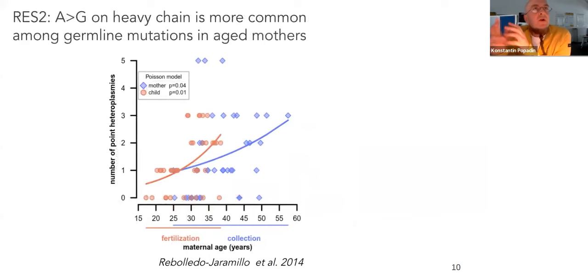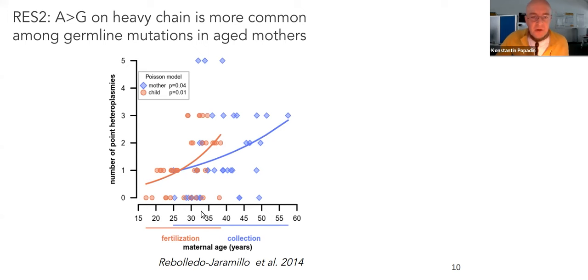Next, we decided to think, if A to G is more common in somatic mutations, maybe we can extend this logic to germline mutations. So from somatic tissues, we go to oocytes, because mitochondria is transmitted only through oocytes, through the maternal line. And we come back to this paper, Rebolledo-Jaramillo. I don't have a specific visualization, but the main idea is that we just took into account all mutations of more young mothers and all mutations of less young mothers, more than 30. And we just compared the fraction of A to G substitutions in the left cohort and in the right cohort.